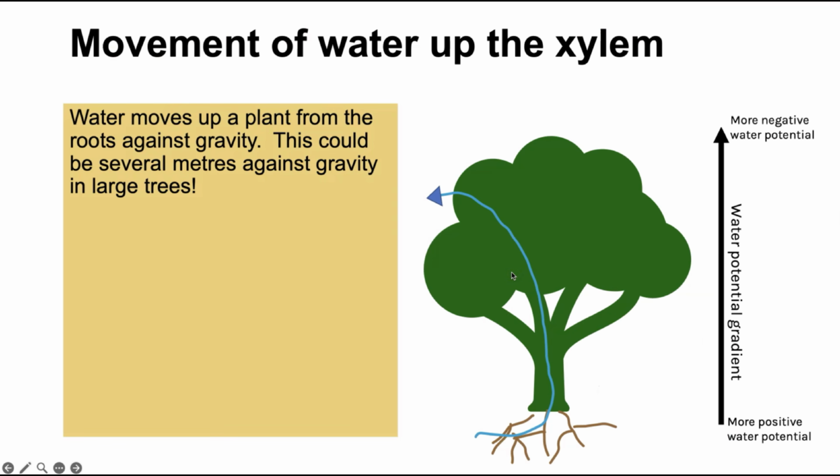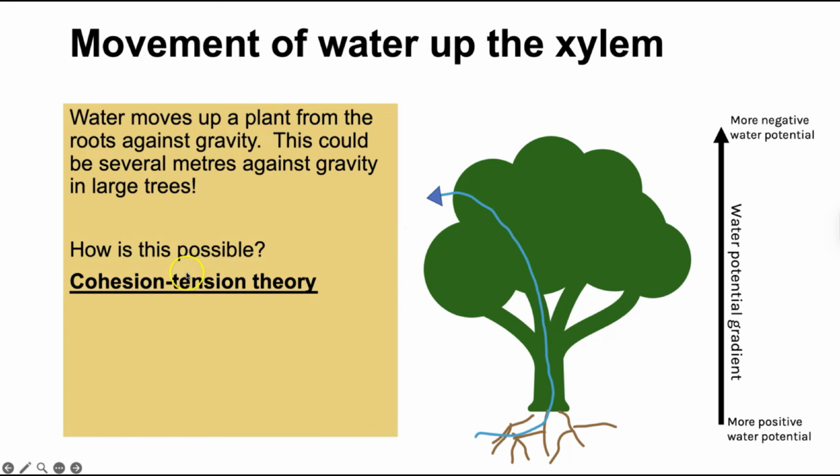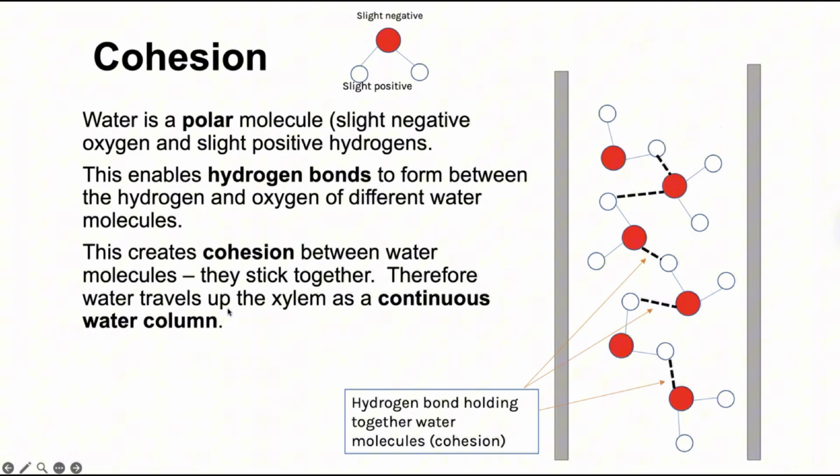Then if we have a look at the movement of water up the xylem, water has to move from the roots all the way up a plant against gravity. And sometimes it's a small plant, sometimes it's a plant that might be several meters tall, moving water against gravity. And this is possible because of the cohesion tension theory. And that's what we're going to have a look at next. What cohesion is, what capillarity or adhesion is, and what we mean by the tension part in this theory.